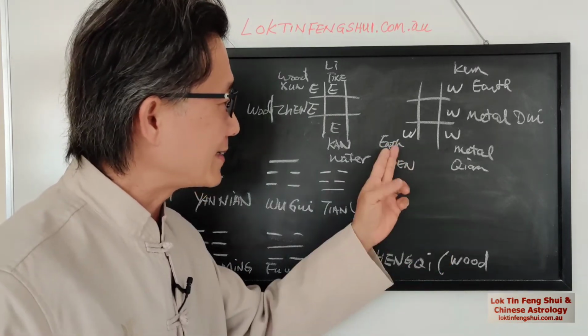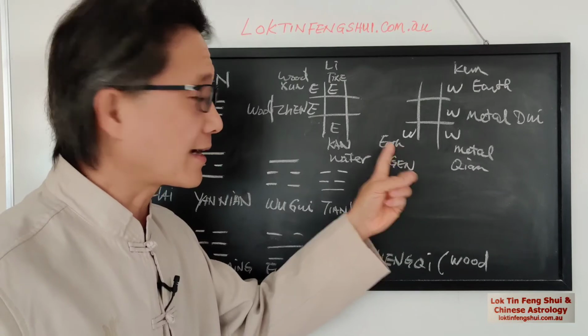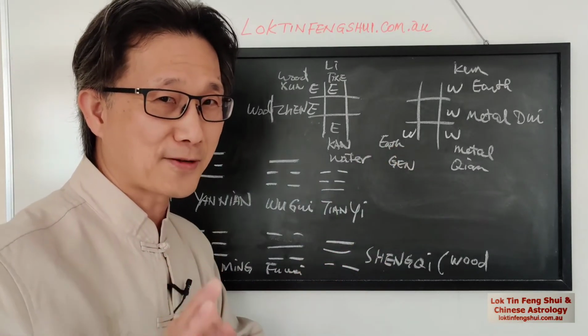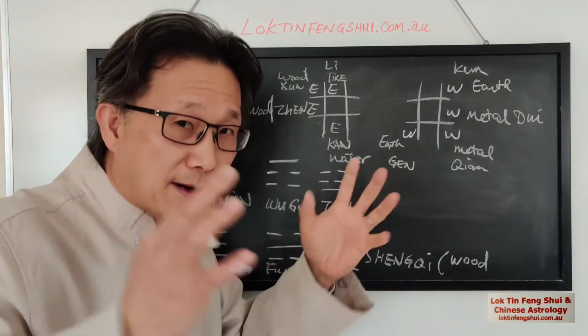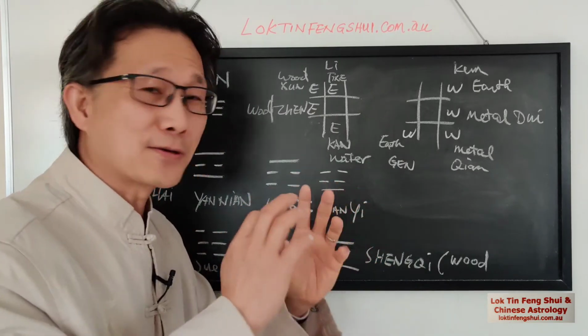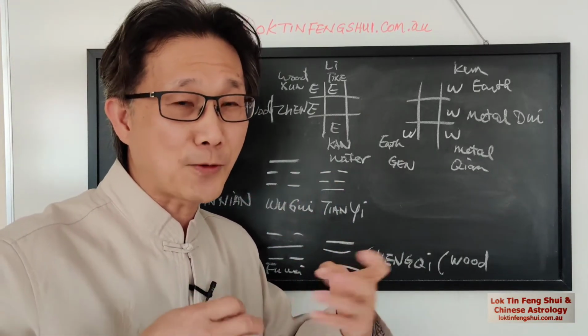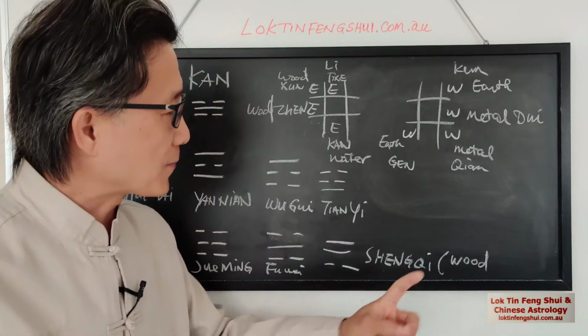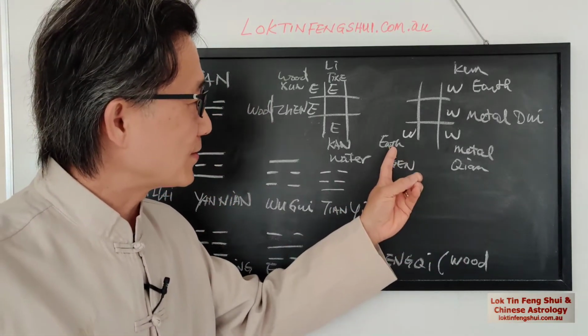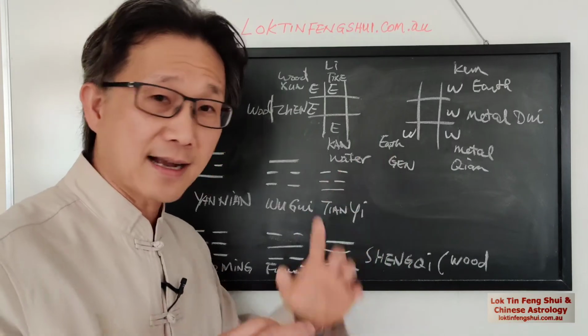It will affect the youngest son. See, this is the youngest son. Remember we talked about the Gua. We have to combine everything together to look at the system. They don't work independently. So the wood controls the Gen Gua, and Gen is the youngest son.